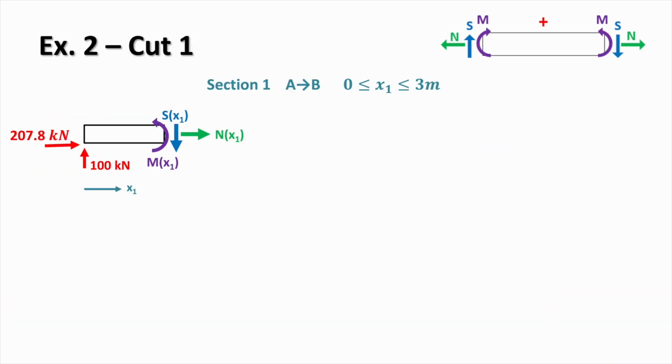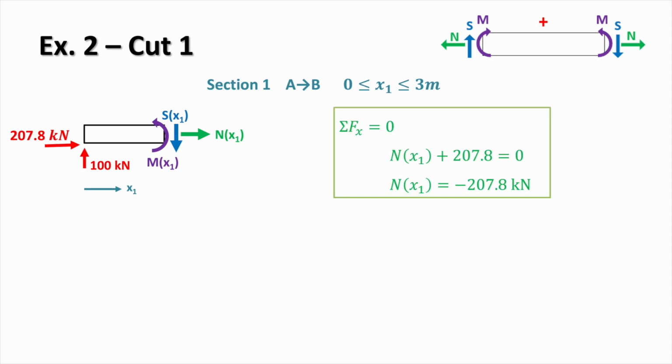We now analyse the first section from A to B, with x1 varying between 0 and 3 meters. The process is the same as in example 1, but we now have a reaction from the component of the inclined load. So, starting with applying horizontal equilibrium, sum of forces in x equals 0, this time we have N1, which is the axial force, plus 207.8, which is the reaction. And that gives us an axial force of minus 207.8 kilonewtons.